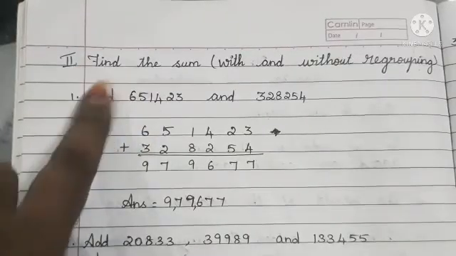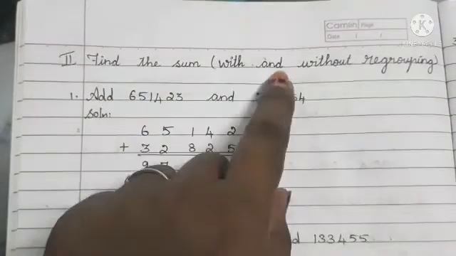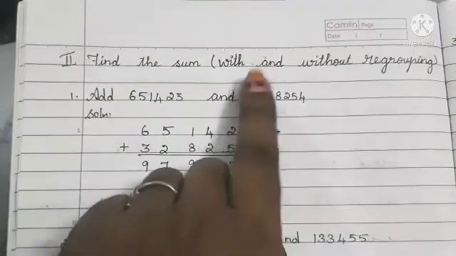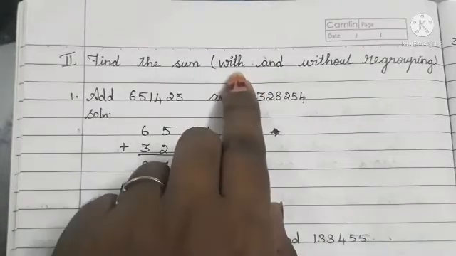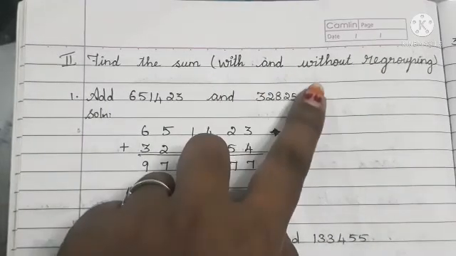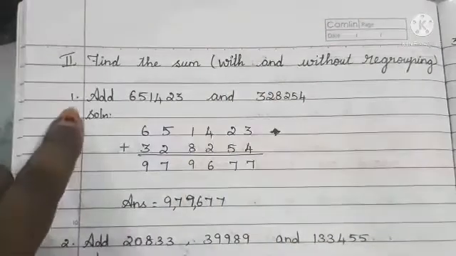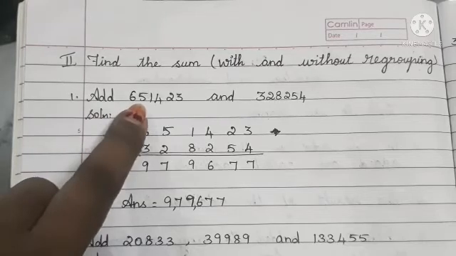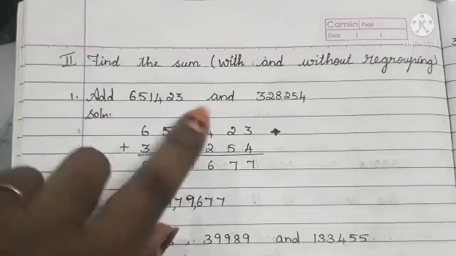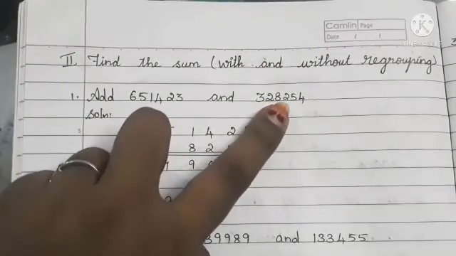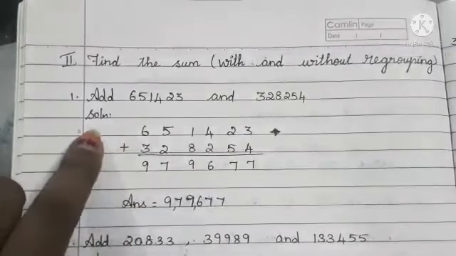Roman number 2, find the sum. Find the sum of what is given in the bracket, with and without regrouping. When you are adding the two numbers with or without regrouping, you will get the sum. See the first question. Add 6,51,423 and 3,28,254. First you have to write the solution.